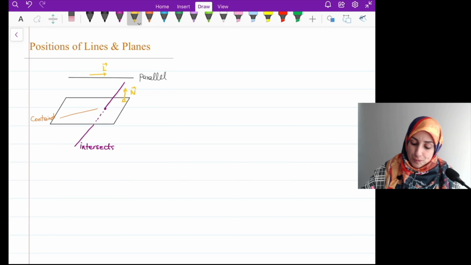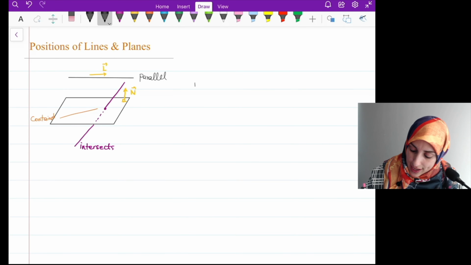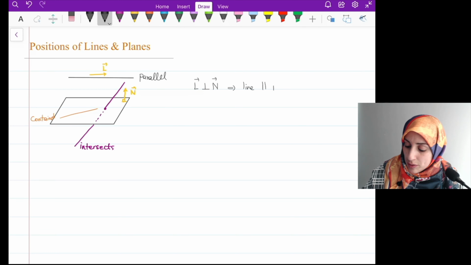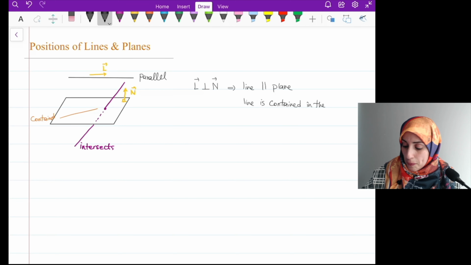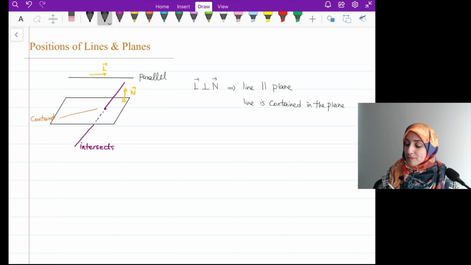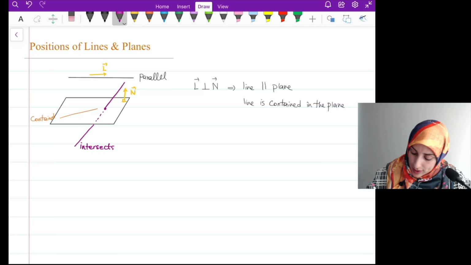Okay, if L is orthogonal or perpendicular to n, then the line is parallel to the plane, or the line is contained in the plane. Otherwise, it intersects the plane. Okay, so let me give you one example.